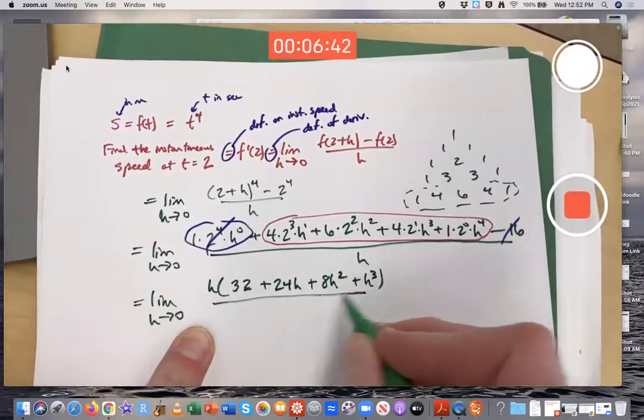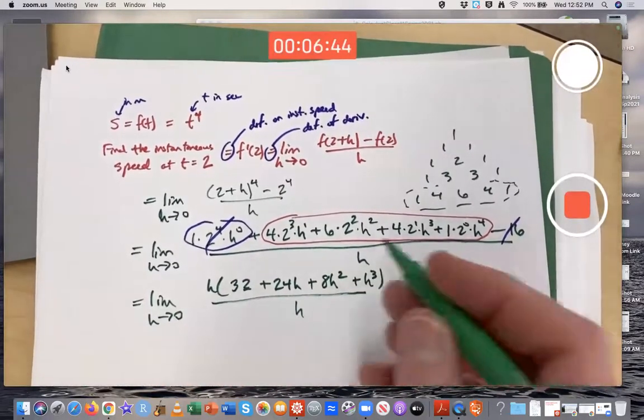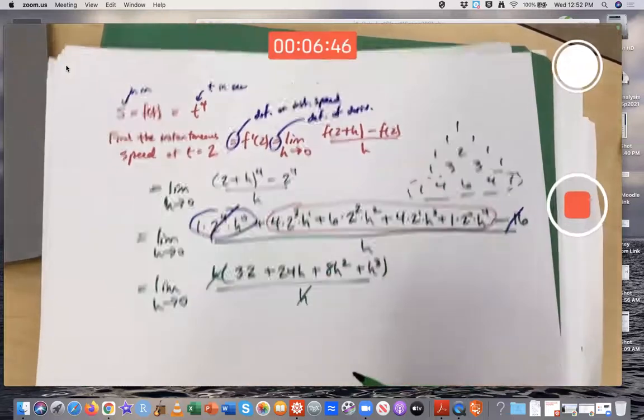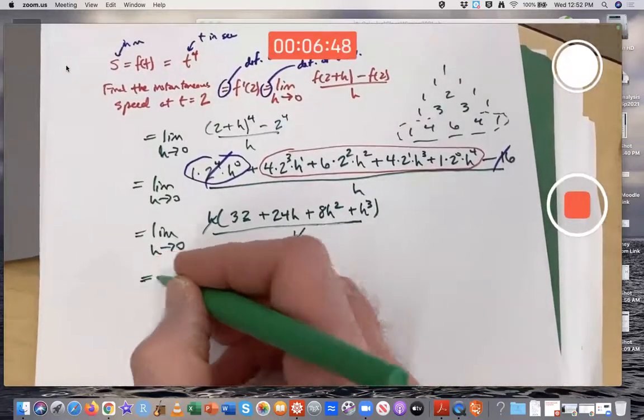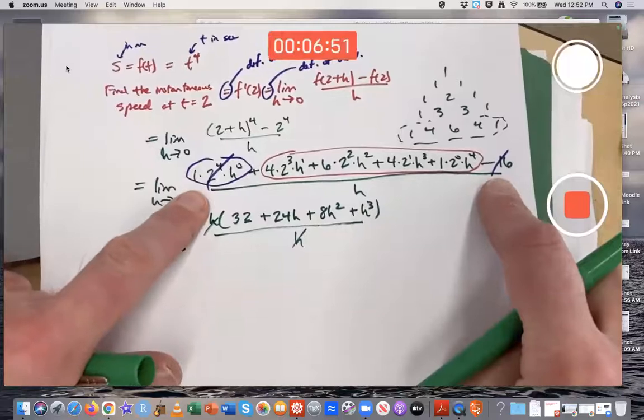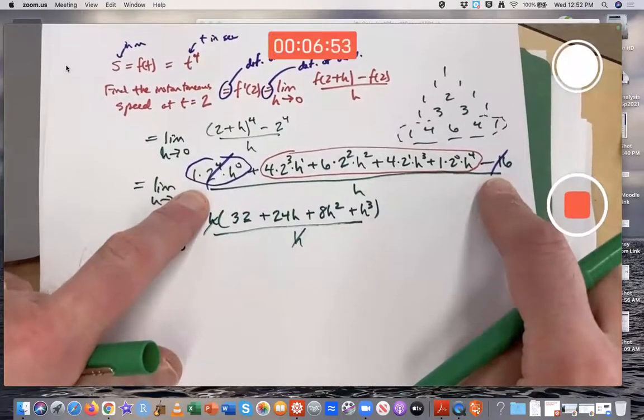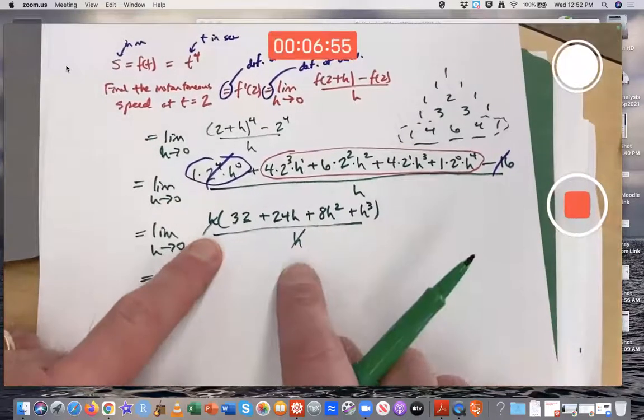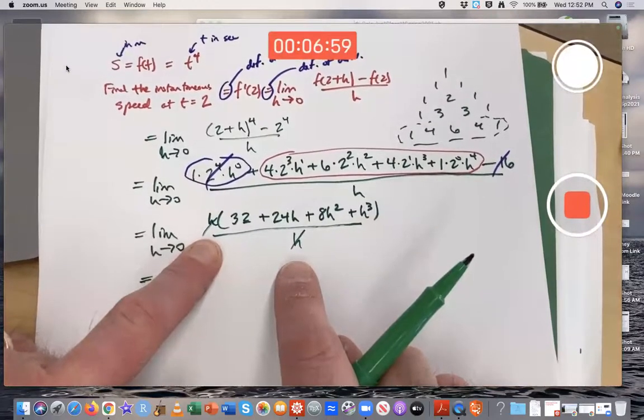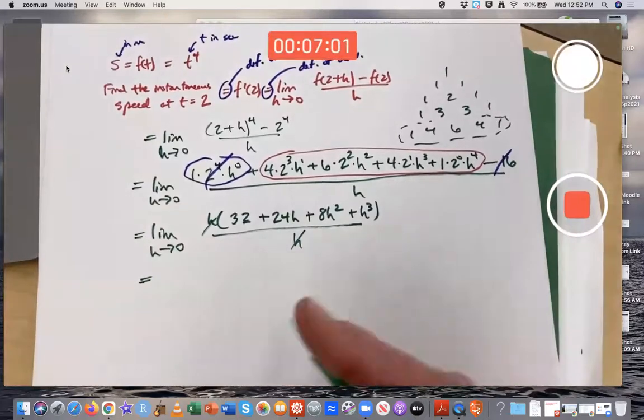All divided by h. We're almost home free here. Cancel the h's, or better, divide them out is a better way to say that. Here, when I cancel the 16s, it's better to say canceling because I get a 0. 16 minus 16 is 0. Here, when you divide out the h's, you're really left with a 1. h divided by h is 1, as long as I'm not dividing by 0.